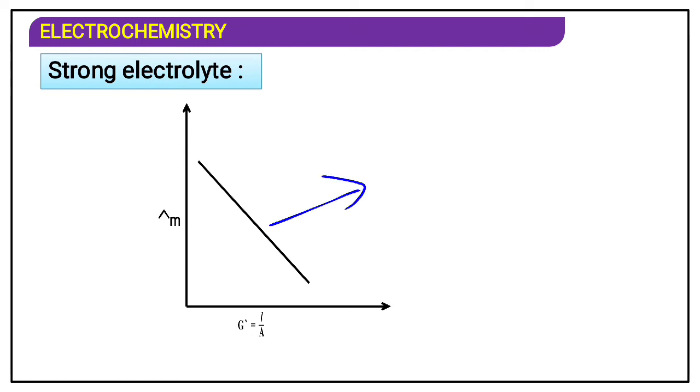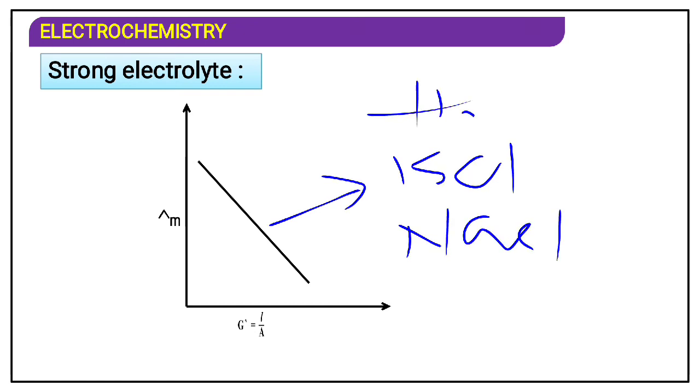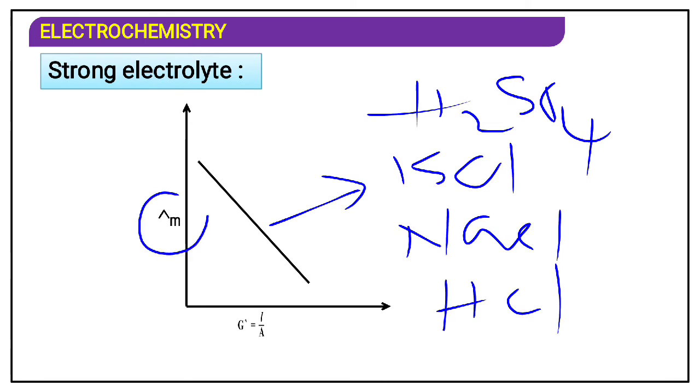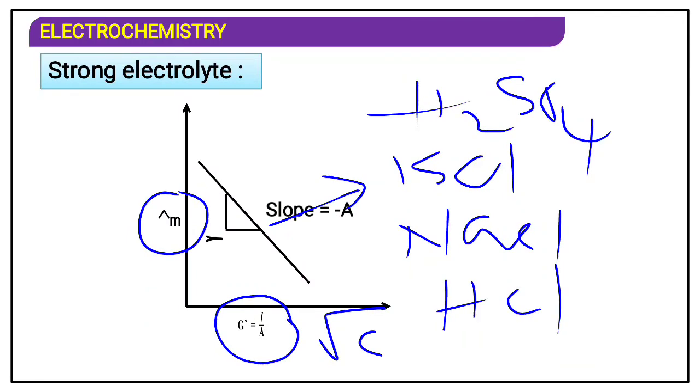This is for strong electrolytes: KCl, NaCl and H2SO4. These are the strong electrolytes. Lambda m versus root c. It is root c. Then there is a slope, which we get as minus A, and there is an intercept. The intercept is nothing but lambda naught m.